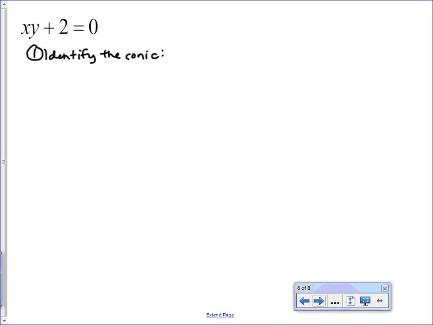If I use my discriminant here, b squared minus 4ac, my b value is 1, my a and c are not there, there's no x squared or y squared term, so the coefficient must be 0. My discriminant is 1, so what shape am I working with here? Hyperbola, excellent.